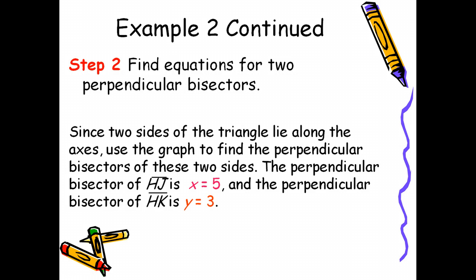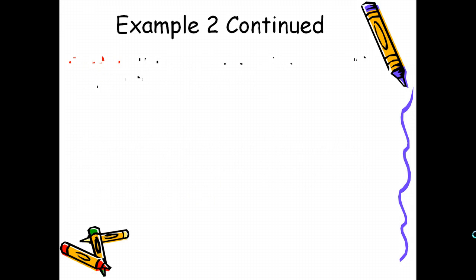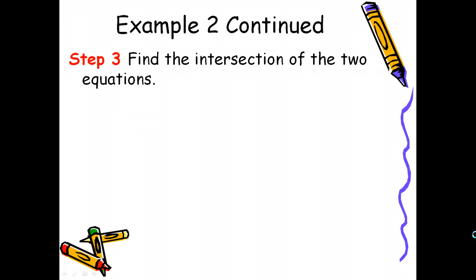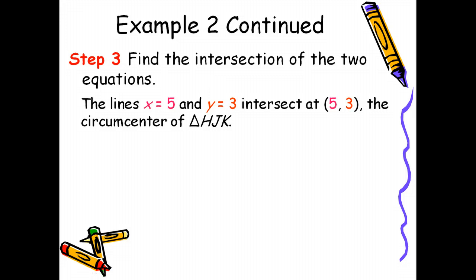Since two sides of the triangle lie along the axes, use the graph to find the perpendicular bisectors of these two sides. The perpendicular bisector of HJ is x equals 5, and the perpendicular bisector of HK is y equals 3. Step 3, we're going to find the intersection of the two equations. The lines x equals 5 and y equals 3 intersect at the point (5, 3). That's the circumcenter of triangle HJK.